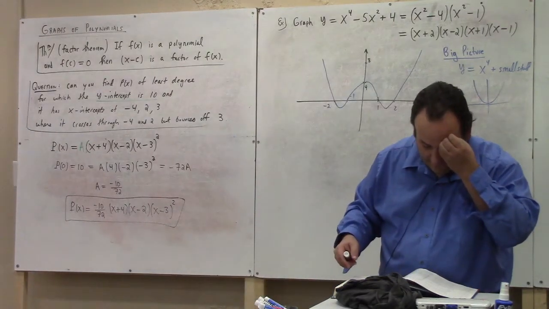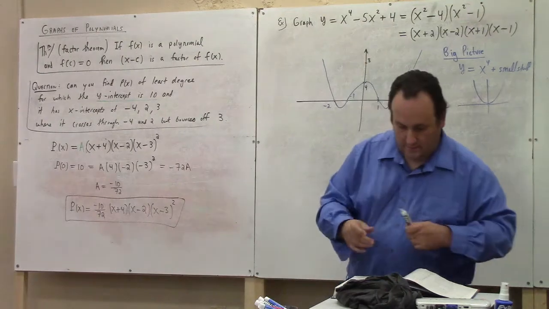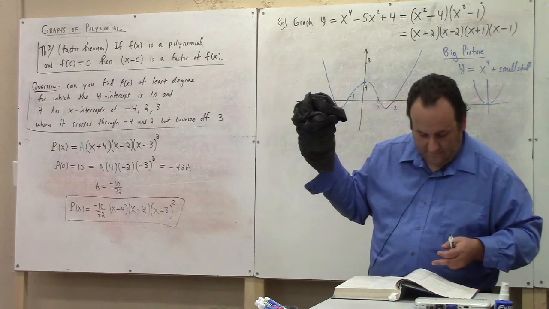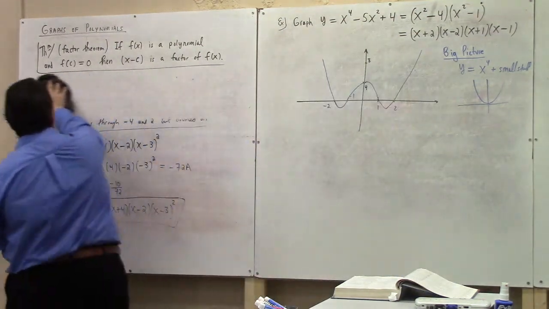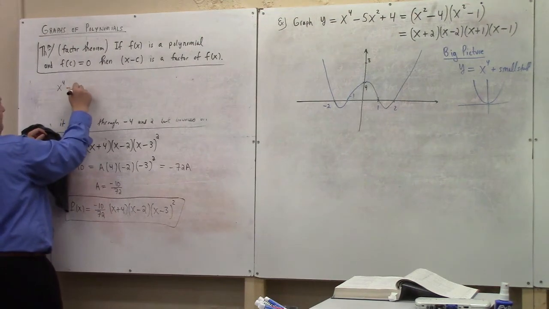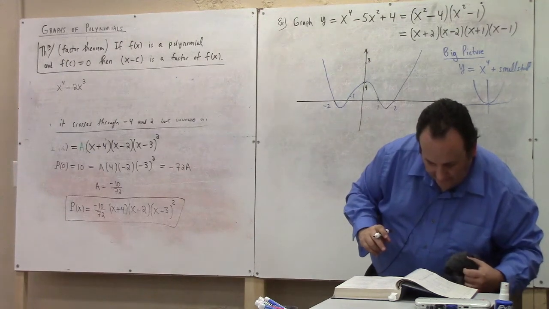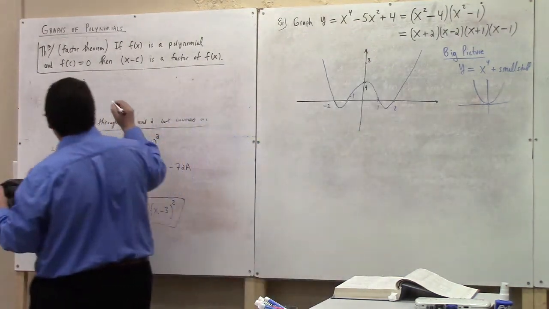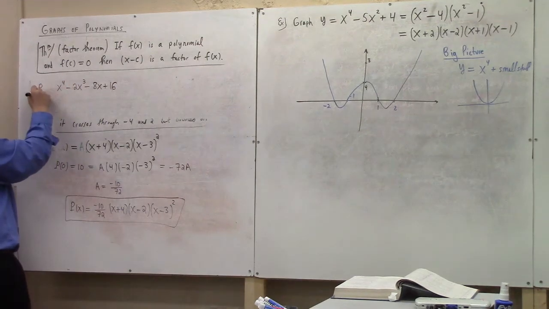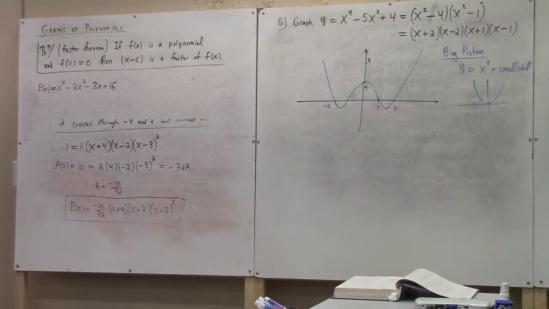For an uglier problem, let's see here. How about this one? I'm going to try this one out for size. x to the fourth minus 2x cubed minus 8x plus 16. Let's try to graph this by factoring it completely. And I'm going to try to use long division to aid in the factoring, all right?